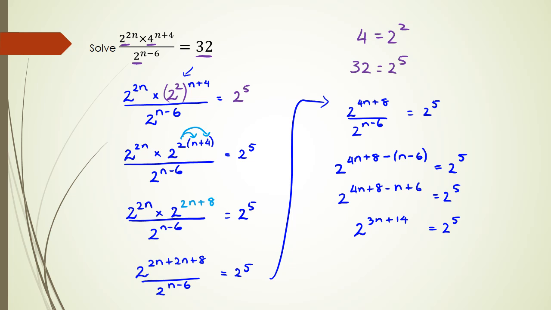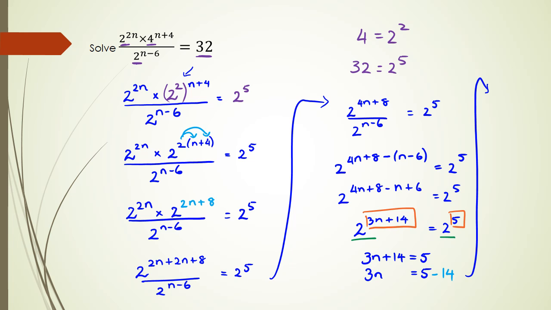Now, at this point right here, because the bases are the same, I can say that the two powers should equal each other. So I can rewrite this as 3n plus 14 equals 5. Rearranging it, I get 3n equals 5 take away 14. Can't believe I'm running out of space. Which means I end up with 3n equals negative 9. And then divide both sides by positive 3. And my final answer for this question is that n should equal negative 3.